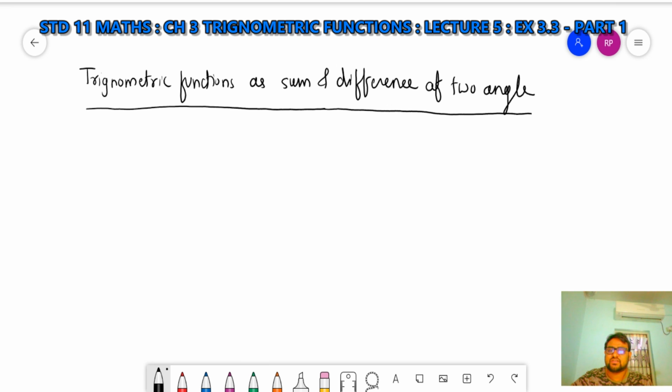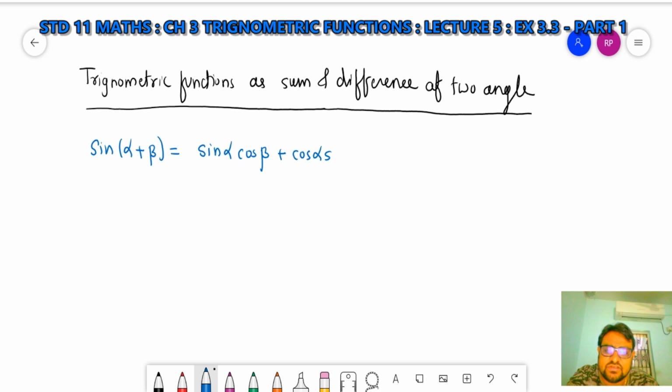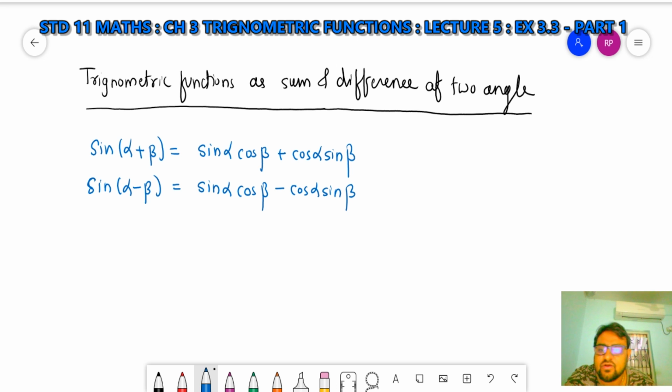Formulas based on trigonometric functions as sum and difference of two angles. First, sine alpha plus beta will be equal to sine alpha cos beta plus cos alpha sine beta. Similarly, sine alpha minus beta, the difference, will be equal to sine alpha cos beta minus cos alpha sine beta. Now cos alpha plus beta is cos alpha cos beta minus sine alpha sine beta.